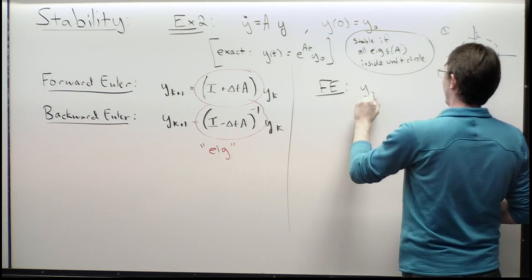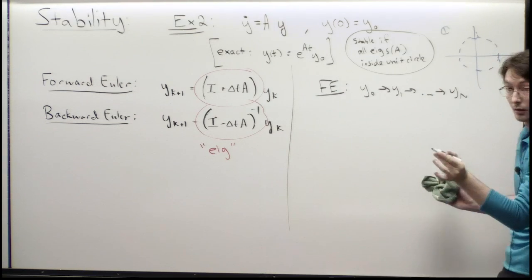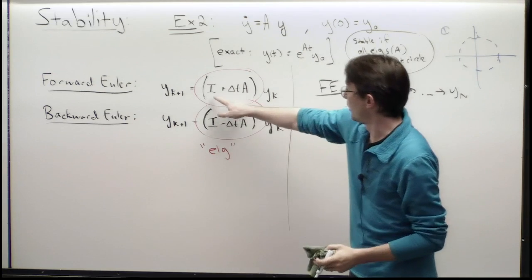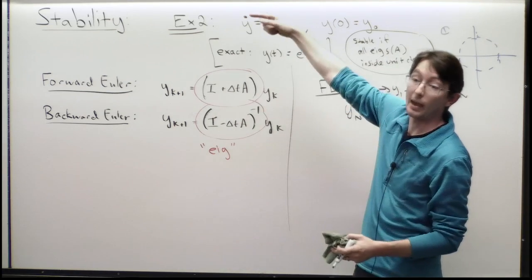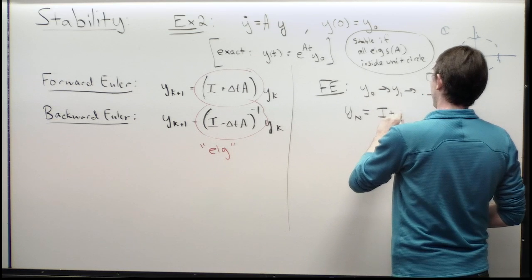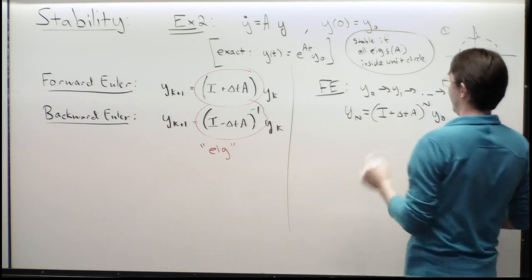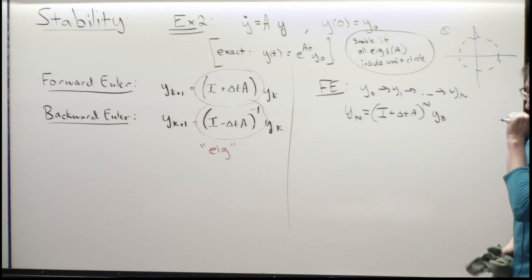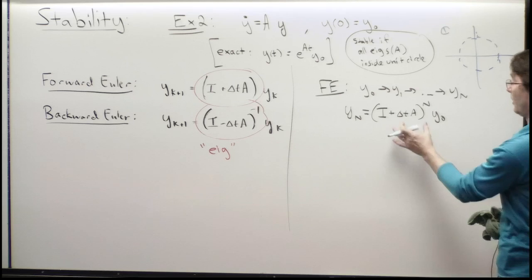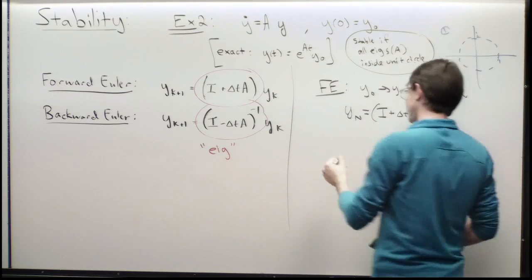We have a trajectory y0 to y1 to dot, dot, dot to yn. And we're going to say yn equals this matrix to the nth power times y0, I plus delta t A to the n, y0. Okay? And this is stable exactly when all of the eigenvalues of this are inside the unit circle.